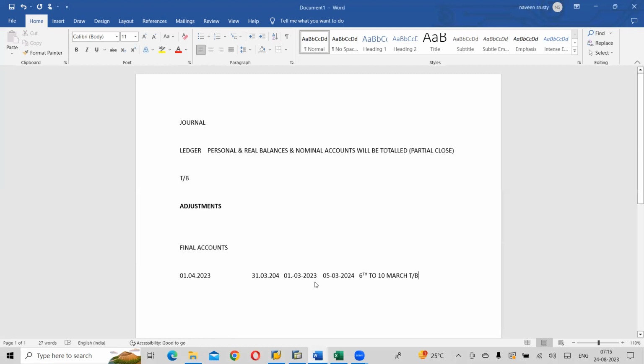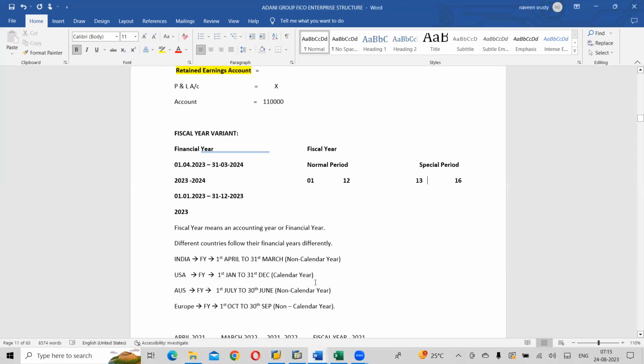So here, what we will do. For example, I'll take the same example. We will close our books of accounts on 31st March, right? After closing of books of accounts, we will hand over these books to the auditor. So the auditor may find a few entries which were missed in the normal periods. Then that will be tracked in 4 special periods.